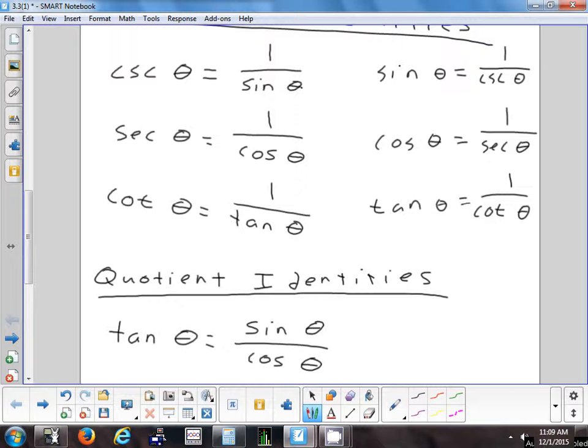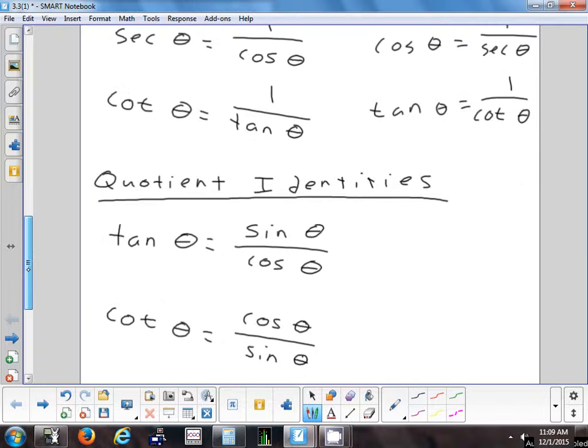Like what's the difference between tangent and cotangent? Okay, think of that, and then think about what would happen on this right-hand side. Do you flip them? Yeah, it flips. Okay, the only difference between cotangent and tangent is you flip them. So if tangent is sine over cosine, cotangent is cosine over sine.